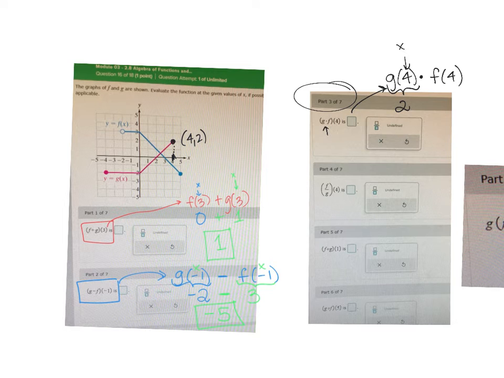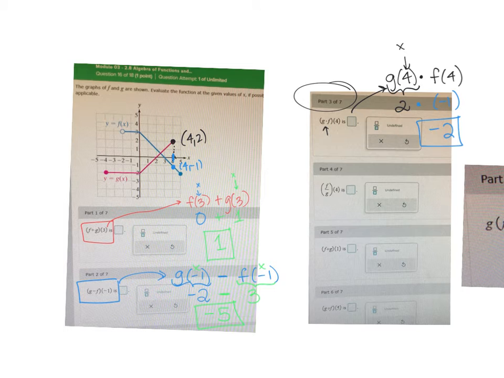Now f of 4, that's looking at the blue function, same input. So I'm going to look at the blue here, and that's at 4, negative 1. So really it's just taking the y values that you see there and multiplying them. So this will be negative 1 times 2, and that'll equal negative 2.